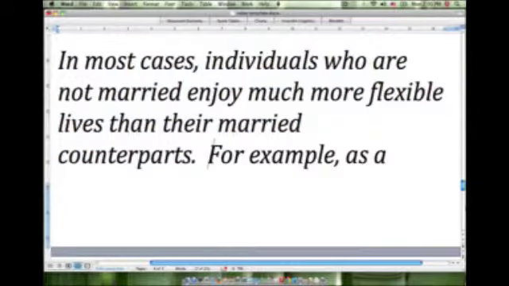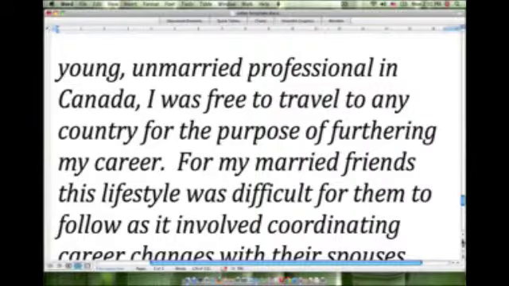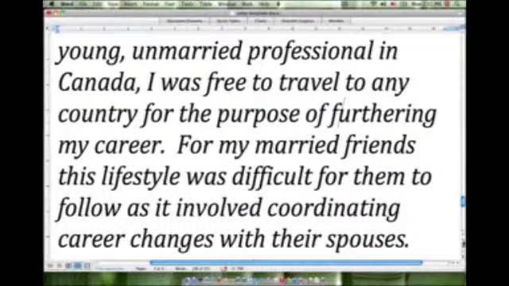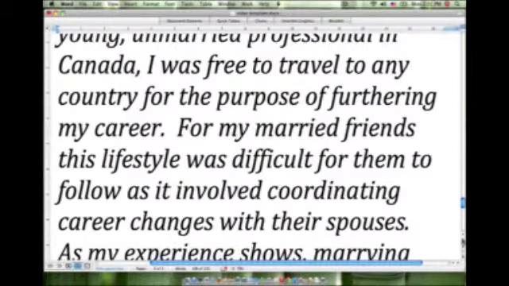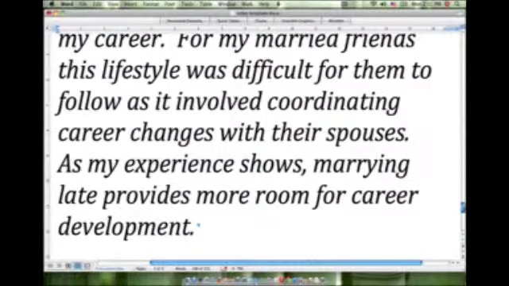So following this, we go to the example. For example, as a young unmarried professional in Canada, I was free to travel to any country for the purpose of furthering my career. I don't know if this might be new, but you can use further as a verb, as I have here. For my married friends, this lifestyle was difficult to follow, as it involved coordinating career changes with their spouses. Okay, so I've given my example as a single guy, and I've compared it to the experiences my friends had. And now I'm going to do a little discussion at the end. As my experience shows, marrying late provides more room for career development.